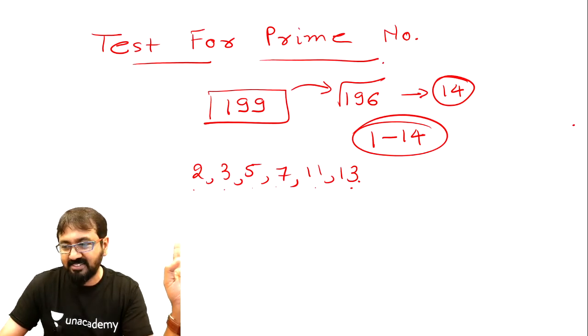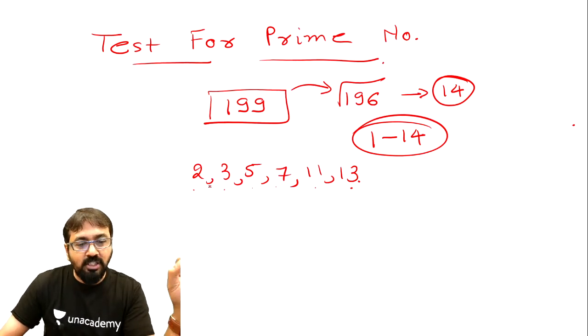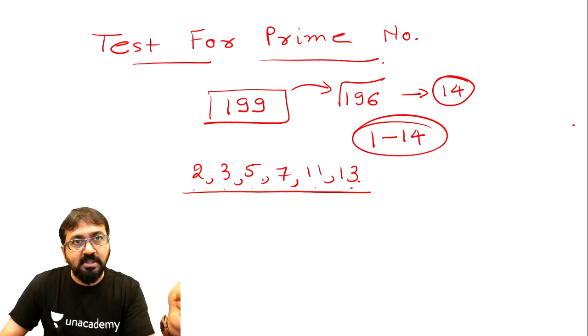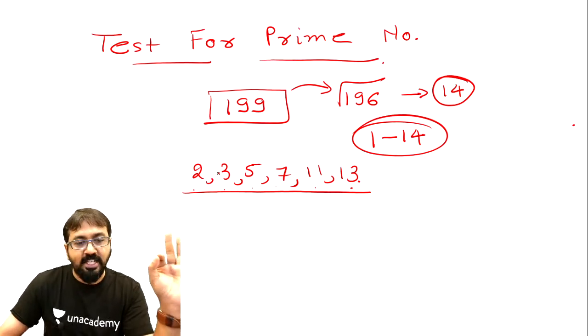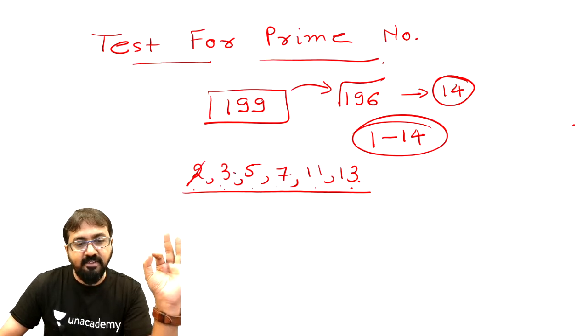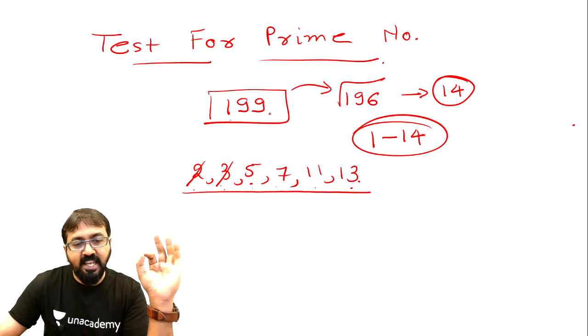Are we clear, everyone? So once again, if 199 is not divisible by any of these numbers, that means 199 is a prime number. अगर 199 इनमें से कोई भी नंबर से डिवाइड हो गया, मतलब वो खुद एक कंपोजिट नंबर है. ठीक है ना? So let's check, क्या 199 2 से डिवाइड होता है? नहीं होता है. 3 से डिवाइड होता है तो एडिशन ऑफ डिजिट्स करो, नहीं होता है. 5 से नहीं होता है, लास्ट डिजिट को देख के ही बता सकते हो.